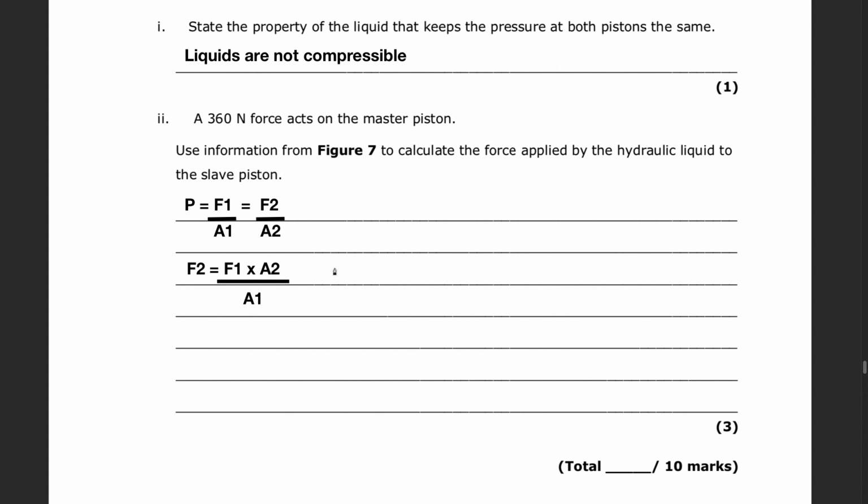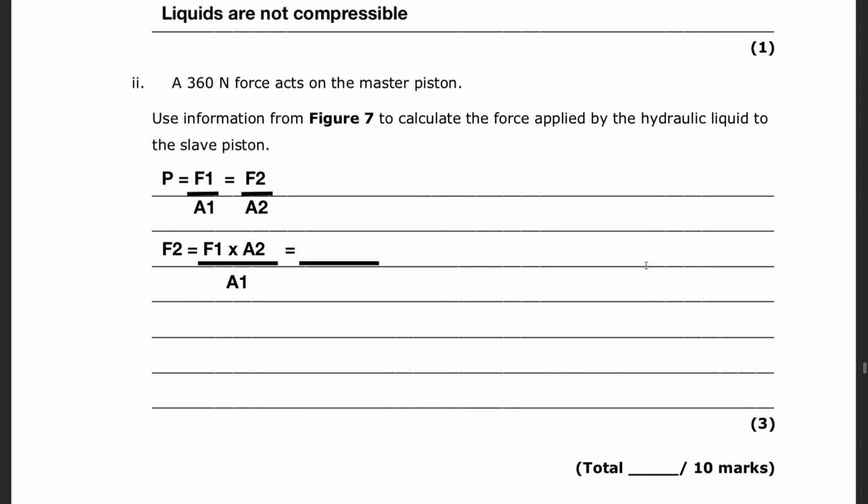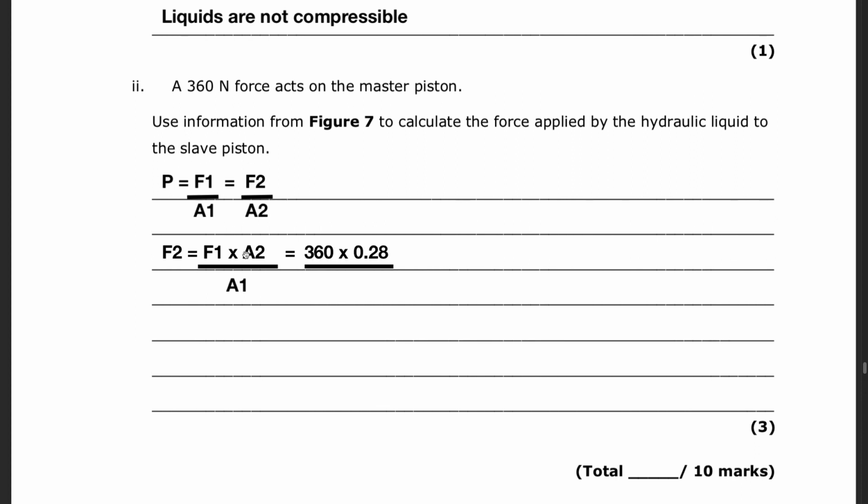Now that we figured out the subject of the formula, we can simply plug in the values. So F1 we said is 360, A2 is 0.28, and A1 is 0.0012. This will give us an answer of 84,000 newtons, or else 8.4 times 10 to the power of 4 newtons. And that completes question 8.